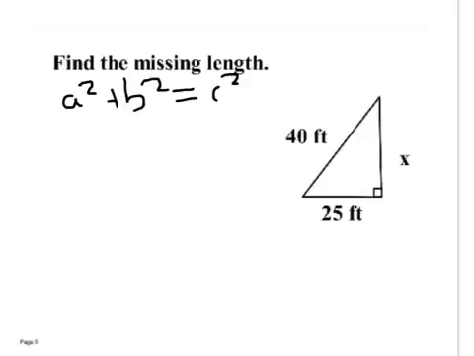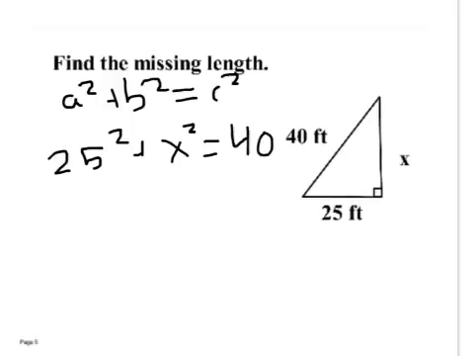Fill out what you know. What is A? The leg is 25. Do I know what B is? What is B? B, the leg, touches a right angle. It's X. So X squared. My C would be 40.